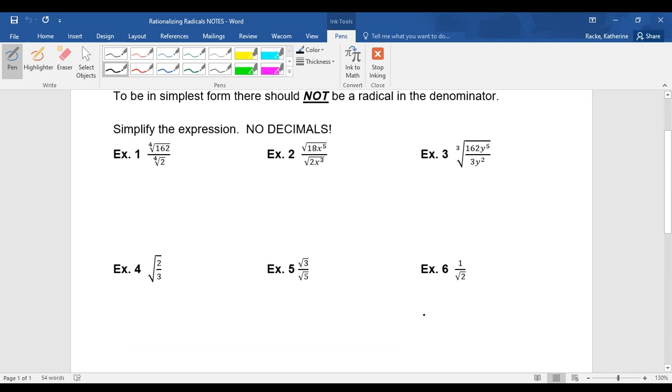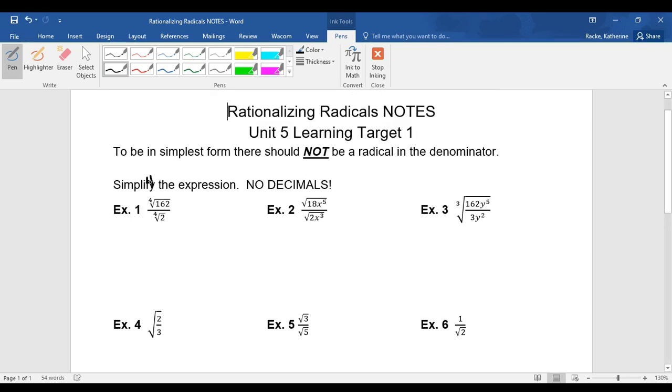So with example 1, I have the fourth root of 162 divided by the fourth root of 2. So obviously they're both even numbers. So I can do 162 divided by 2 to give me the fourth root of 81. Okay. And then you need to simplify it from there.